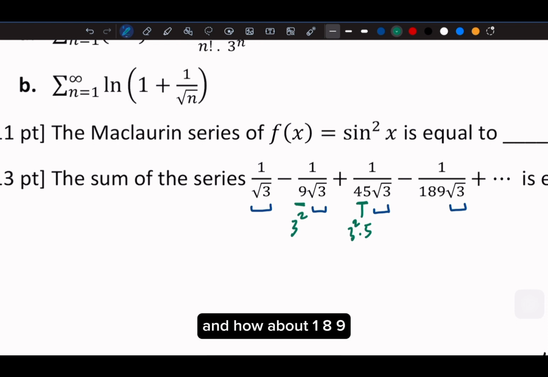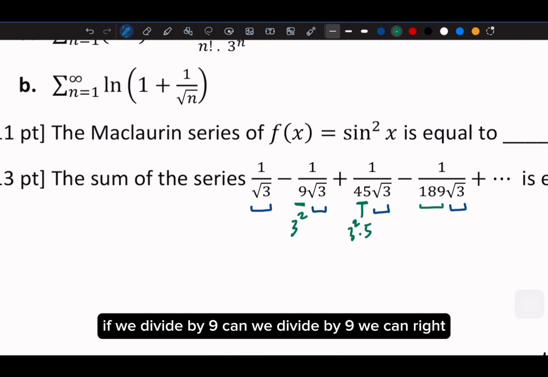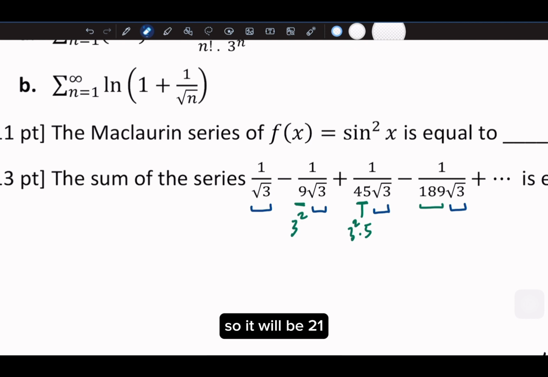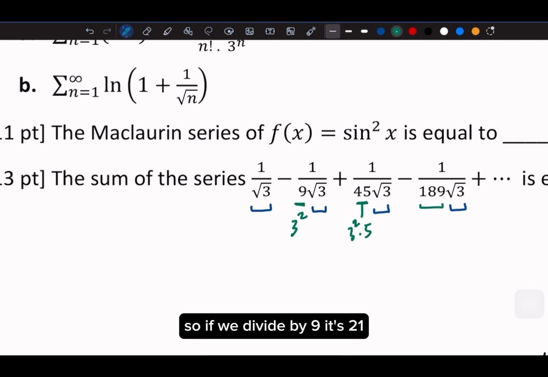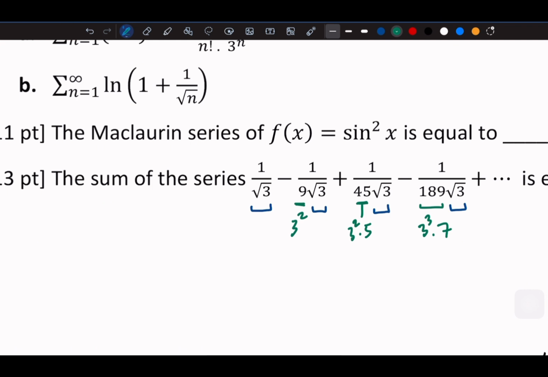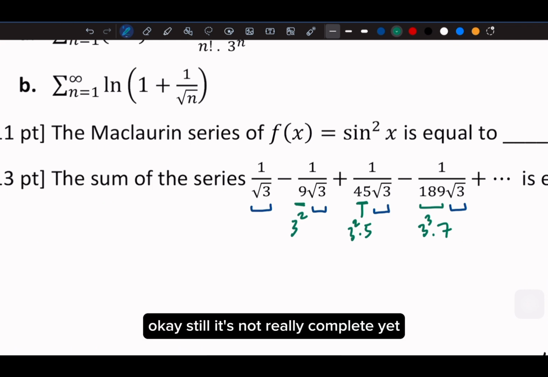And how about 189? Can we divide by 9? We can, right? Yeah, 21. So if we divide by 9, it's 21. But 21 is 3 times 7, right? So we can take the cube and then this will be 7. Okay, still it's not really complete yet.